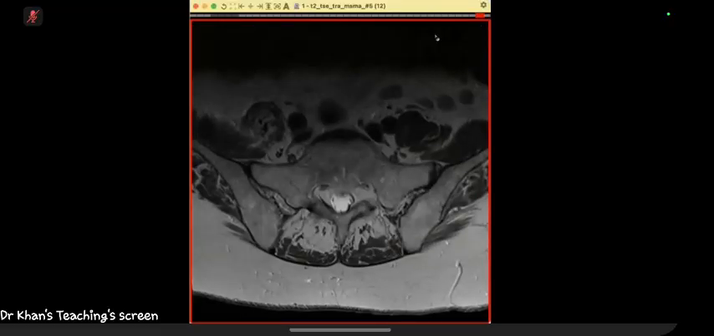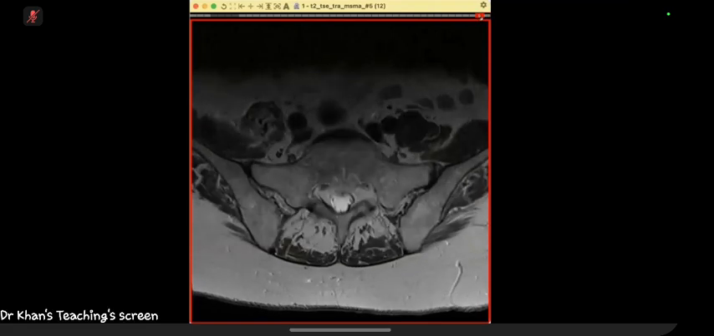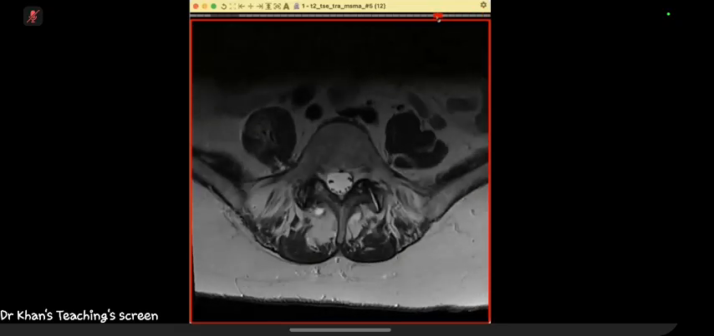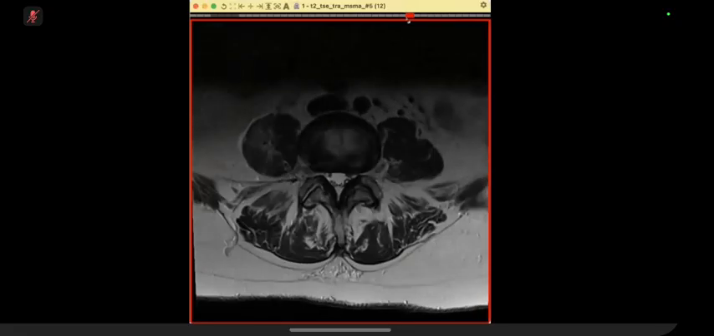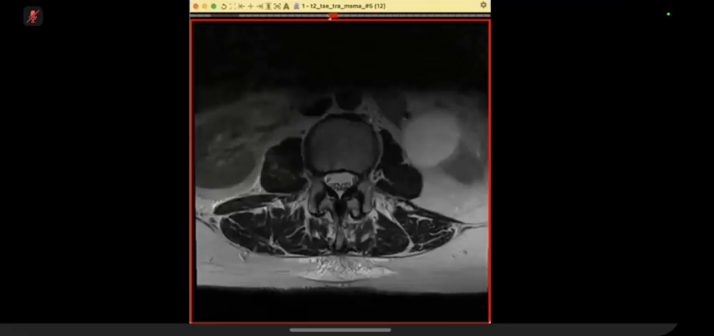I can see here on the right side there is an abnormal signal. I'll scroll up to confirm. Yes, I can see the right psoas muscle is a little bit swollen, showing some abnormal signal here in the right side.